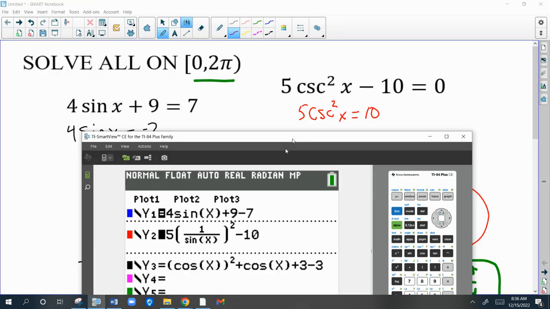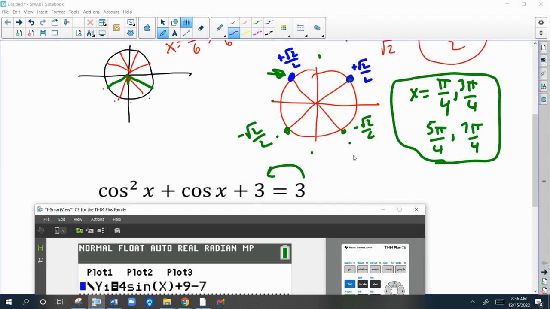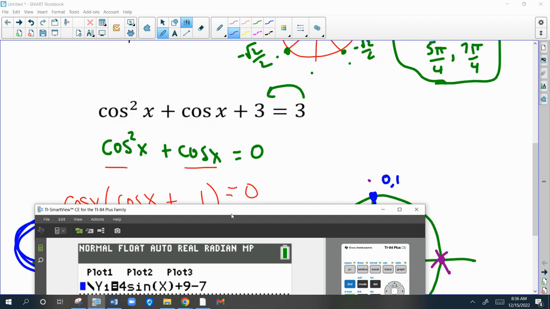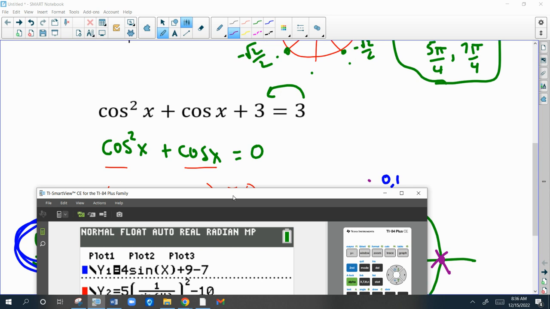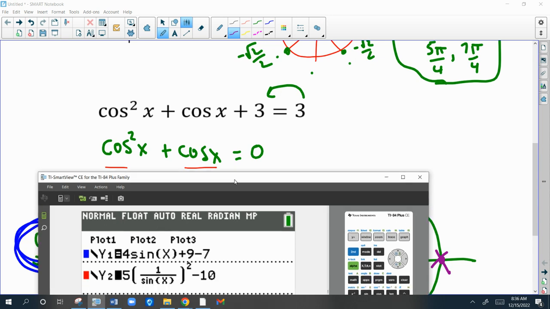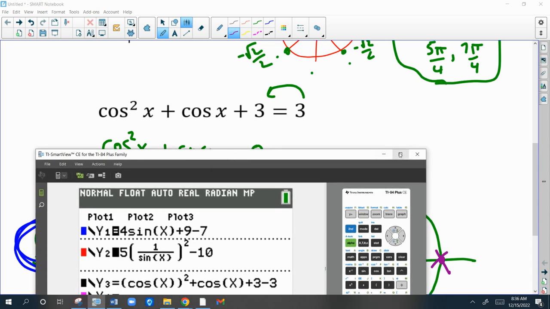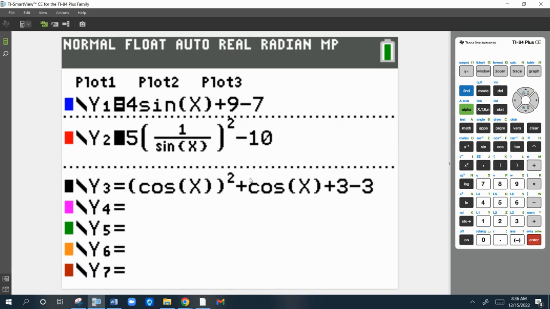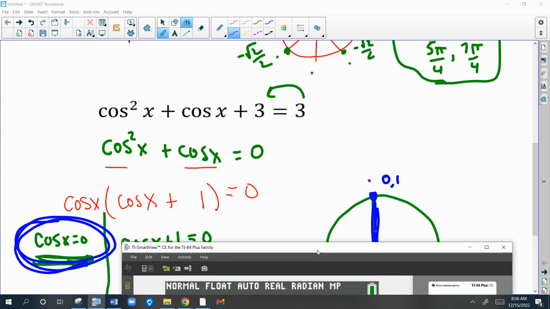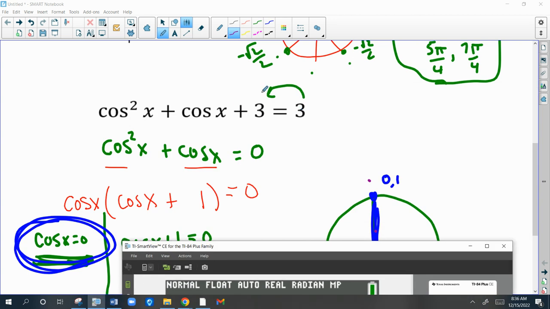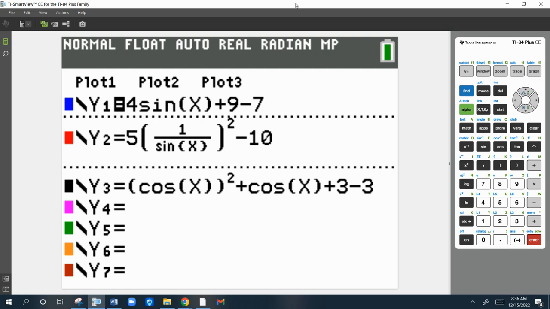And the last one, just type it in. You just have to be careful with the cosine squared. If you just type cosine x and then hit square, it should work on the calculator, but I don't like that too much because that's really saying cosine x squared. I want to make sure I tell my calculator I'm trying to square the entire cosine x, so I'm using these parentheses out here, and then cosine x. And then there was a plus 3, and I brought this 3 over and made it minus 3.